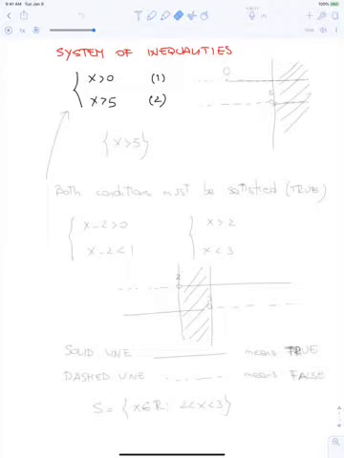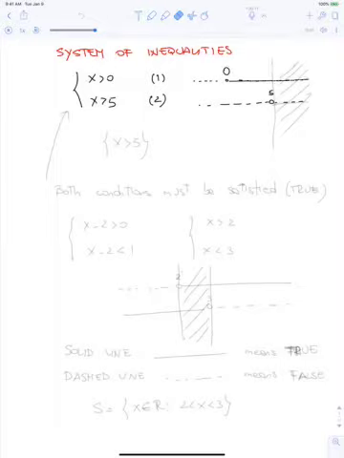Now, let's use some graphical representation because otherwise it becomes a little bit messy. So here we have the set of real numbers. This is 0. And here we set another set of real numbers with 5. Now, x greater than 0 means that all the values above 0 are acceptable. And x greater than 5 means that all the values above 5 are acceptable.